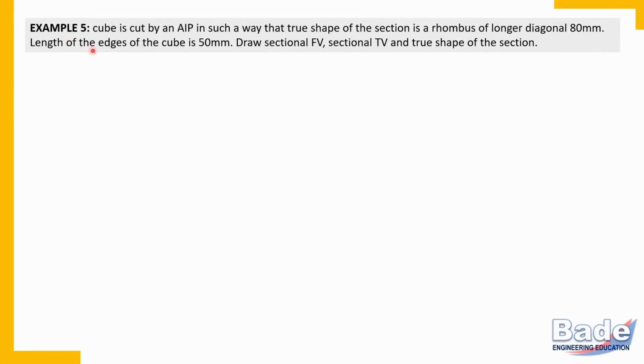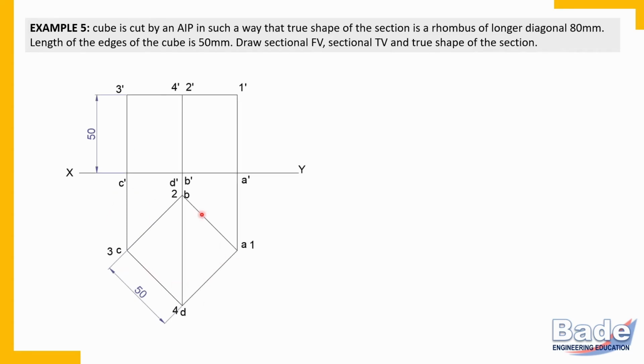Now let's read this problem. A cube is cut by an AIP in such a way that the true shape of the section is a rhombus of longer diagonal 80 millimeters. The length of the edges of the cube is 50 millimeters. Draw sectional front view, sectional top view, and true shape of the section. Okay, so let's draw the front view and top view of the cube. In this position, if you cut it horizontally, it is a square. Slightly inclined, you will cut it, you will get a rhombus.